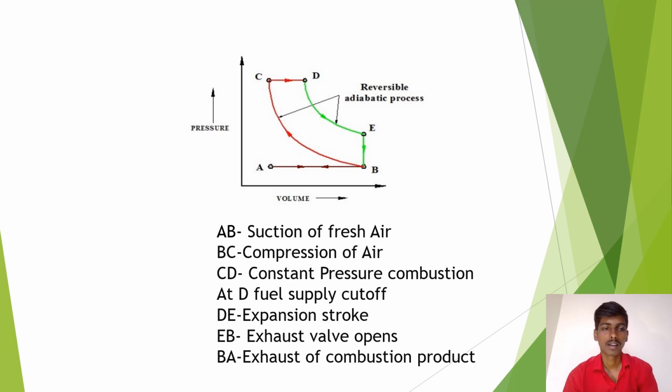Here we can see the pressure and the volume. AB represents the suction of fresh air, BC represents the compression of air, and CD represents the constant pressure combustion. At D, the fuel supply is cut off. DE is the expansion stroke and EB is where the exhaust valve opens. BA is the exhaust of combustion products. Here is the graph, and this is called a reversible adiabatic process.